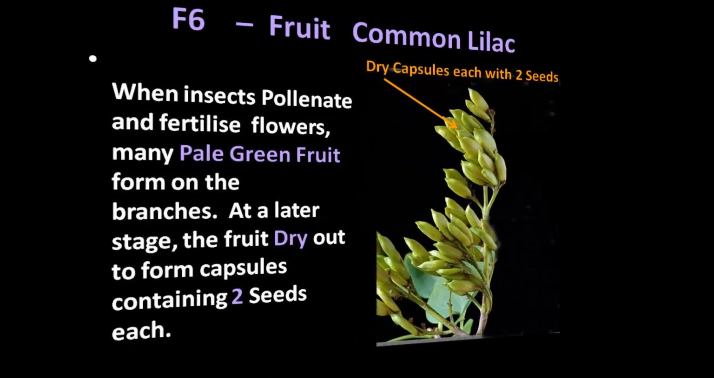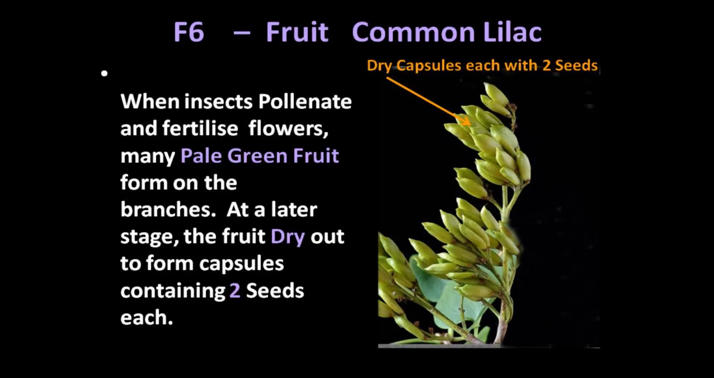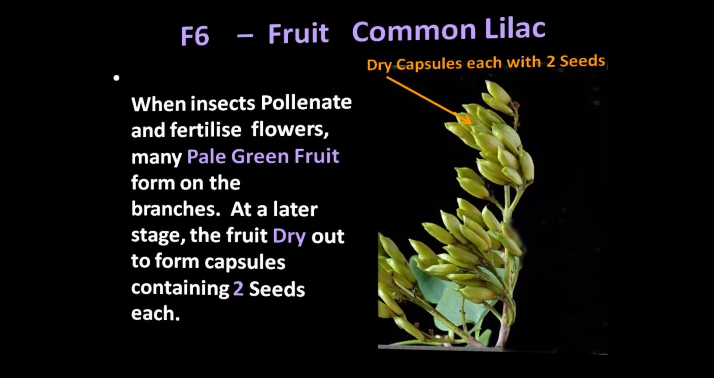When insects pollinate and fertilise the flowers of lilac, many pale green fruits form on the branches, and at a later stage the fruit dries out to form capsules containing 2 seeds each.